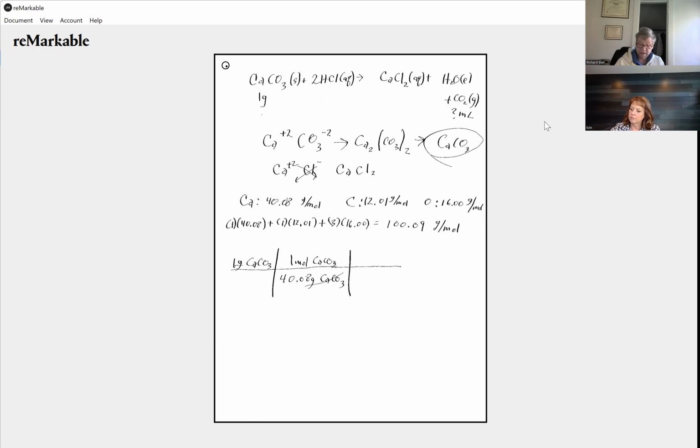First step in stoichiometry, get from whatever units you're given to moles. Second step is the mole-to-mole ratio. We're at moles of calcium carbonate. We want moles of carbon dioxide. Well, notice that this is just a 1-to-1 molar ratio. But again, calcium carbonate in the numerator, so we need calcium carbonate in the denominator.